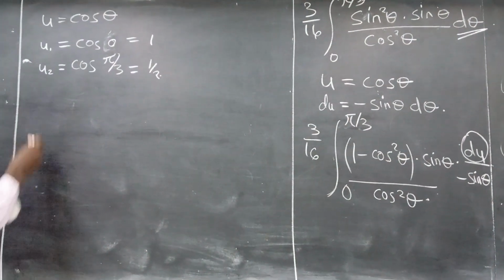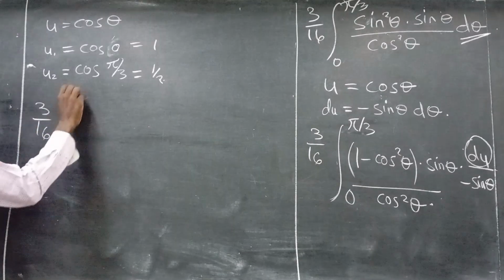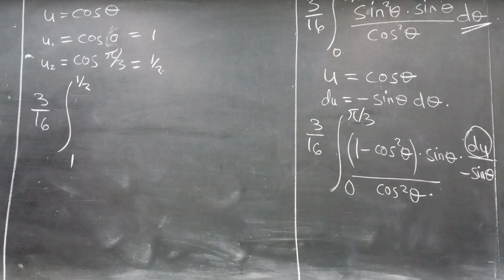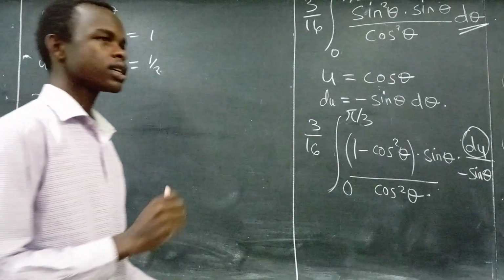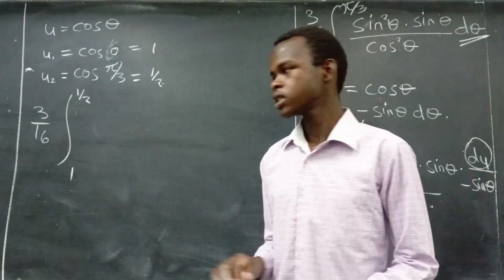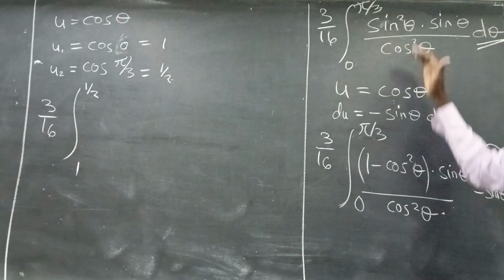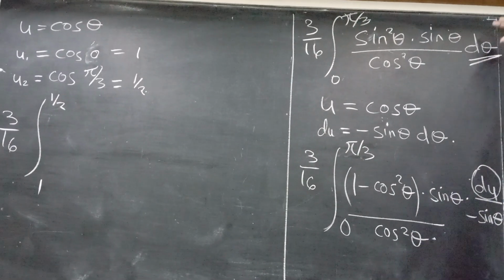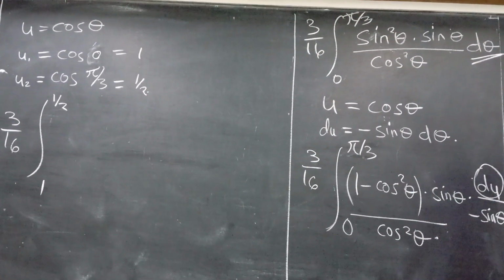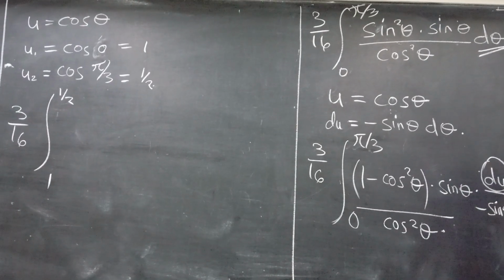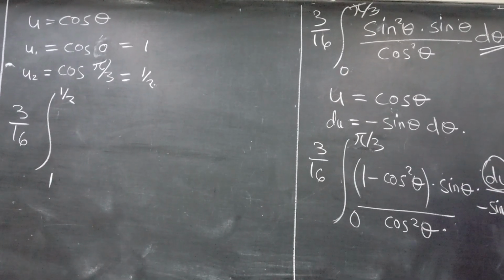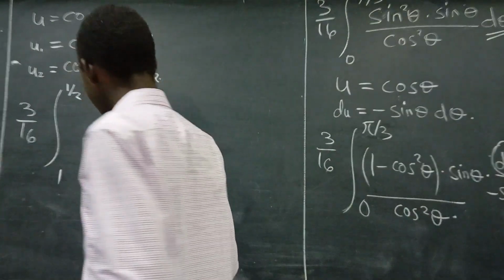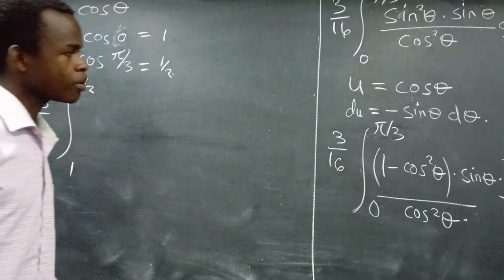So from there, I'll get my 3 over 16, the integral from now 1 to a half, the bounds have changed. Remember, the trickiness for this example is how to change the bounds. But the same procedure for trigonometric substitution applies. We changed from dx to d theta, then from d theta to du. So you have to change the bounds. Once given any bound, changing variables, you must change your bound.